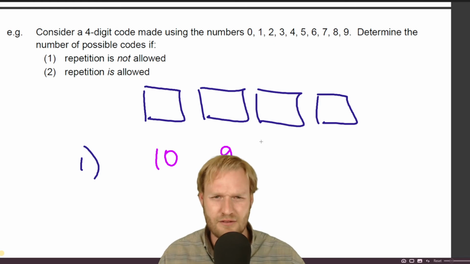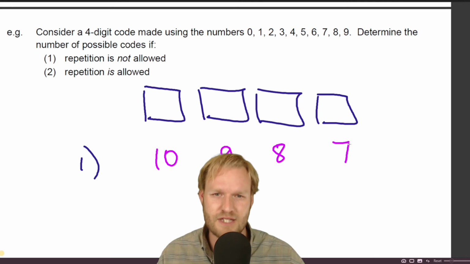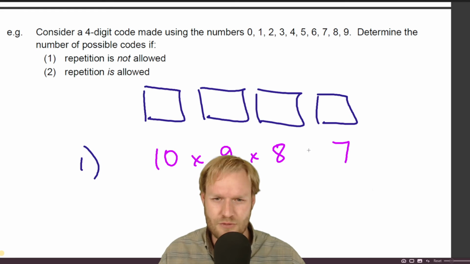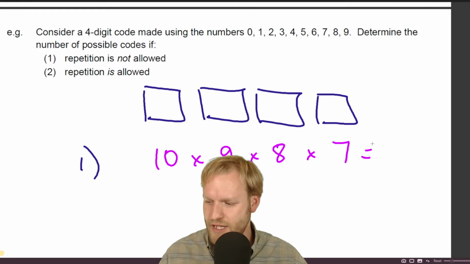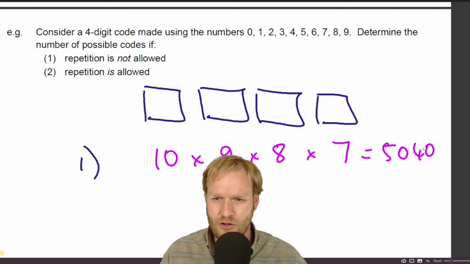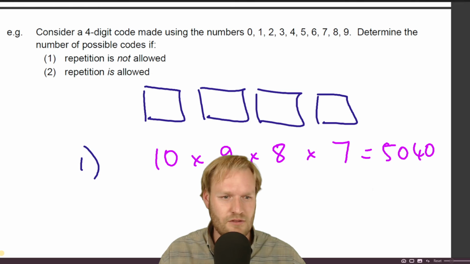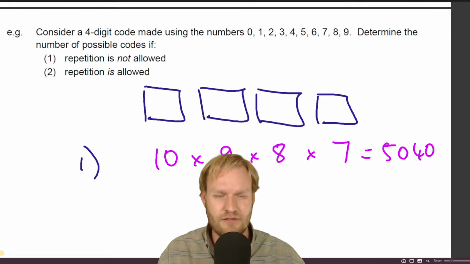So hopefully that kind of works. Okay, and then for our third digit, we only have 8 digits to choose from. And for our fourth, we only have 7 digits to choose from. So therefore, for our possible outcomes, we're going to multiply those all together, and I get 5040. Let's just do that on the calculator quickly to check. Times 8 times 7, not another times, 5040.